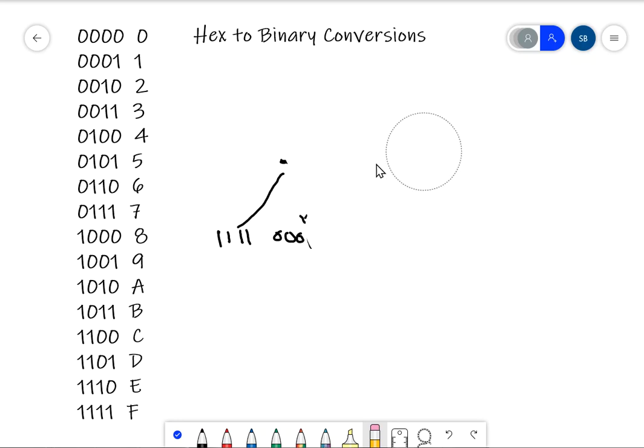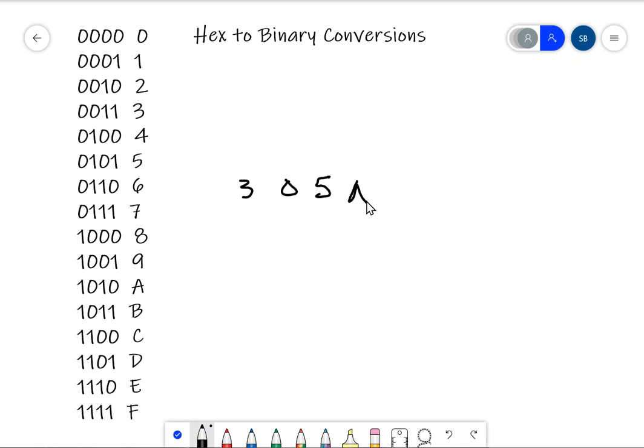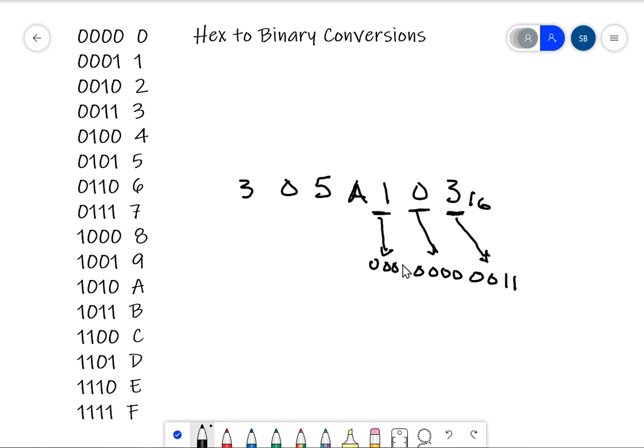I'm going to erase all these. And let's do one where I see sometimes people get wrong. Back to my pen. 305A103 in hex. And I'm asking you what is that in binary? So once again, just go our groups at a time, right? 3 is 0011. 0 is 0000. And 1. Draw my arrow down, and that's 0001.